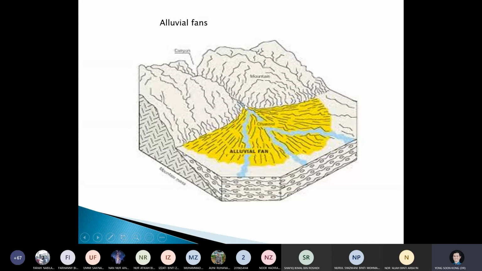So immediately after this meeting point between highlands and lowlands, you can find that the flow of water that carries all the sediment suddenly slows down. And that is where all these heavier sediments, bigger and heavier sediments like silt, they stop moving and they're deposited near the alluvial fans. And the shape of it, you can see it's very much like a fan.